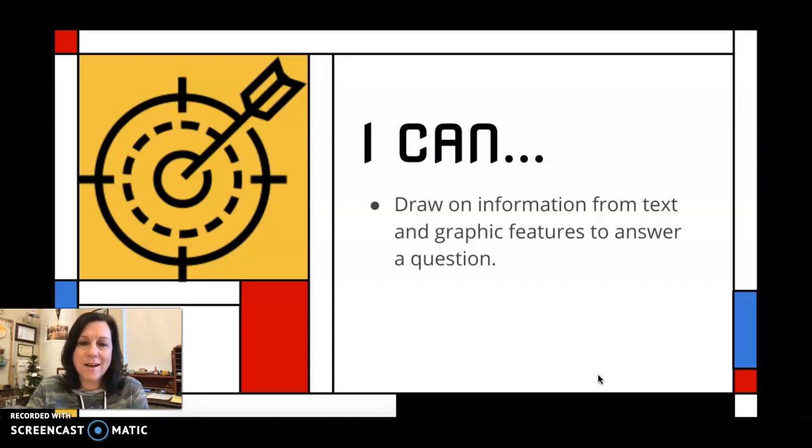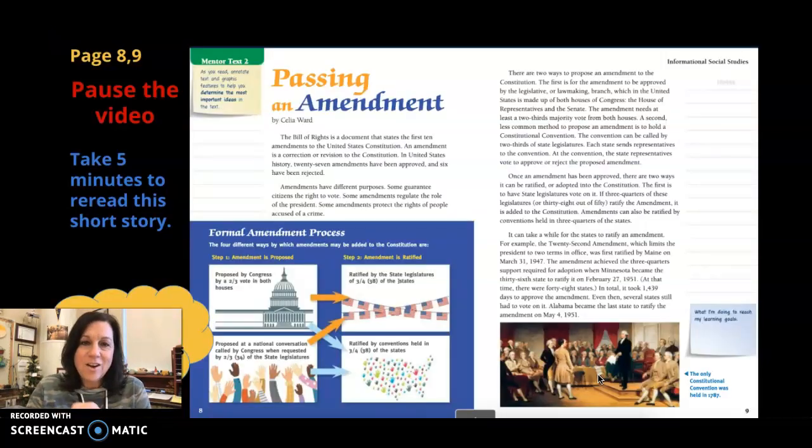Yesterday we talked about context clues and how to figure out what a word means by using the context. So today you are going to be able to say that I can draw on information from text and graphic features to answer a question. Go ahead and turn your mentor text to page 8 and 9.